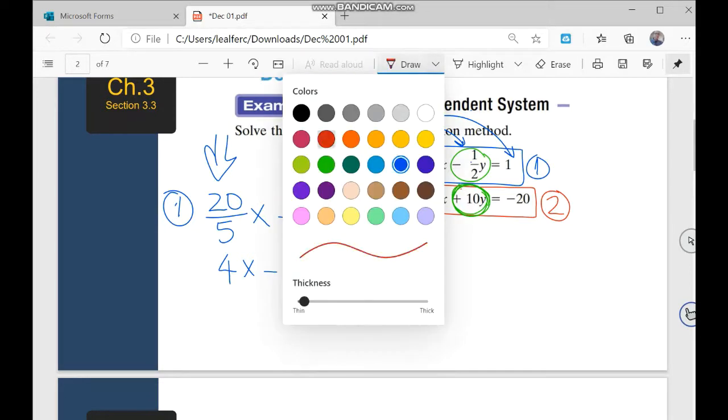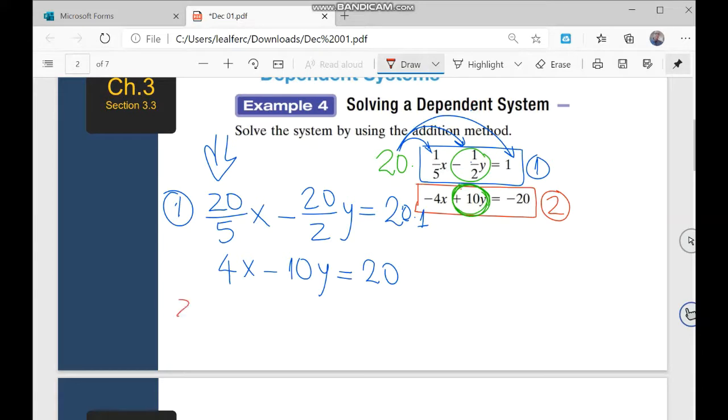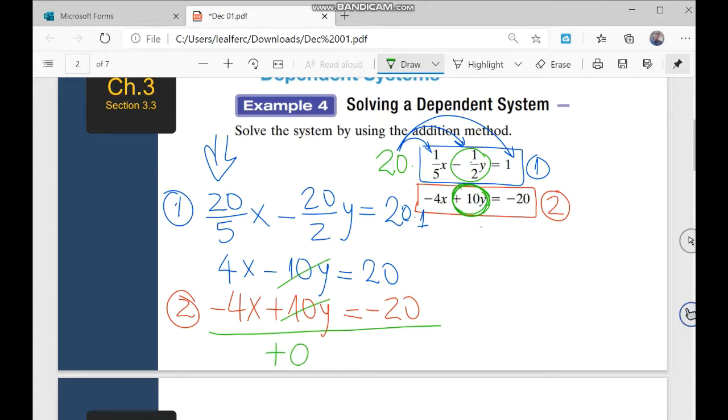Now bring the equation number 2, the second equation, negative 4x plus 10y equals negative 20. And add both equations. My objective was to eliminate y. That I did, I made it. But at the same time, I ended up eliminating x as well, and we end up eliminating this 20 here as well. So at the end, we have 0 equals 0.